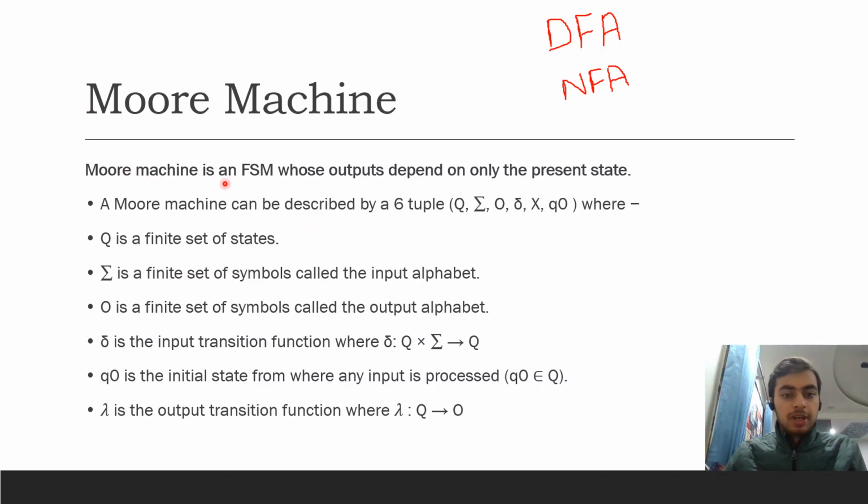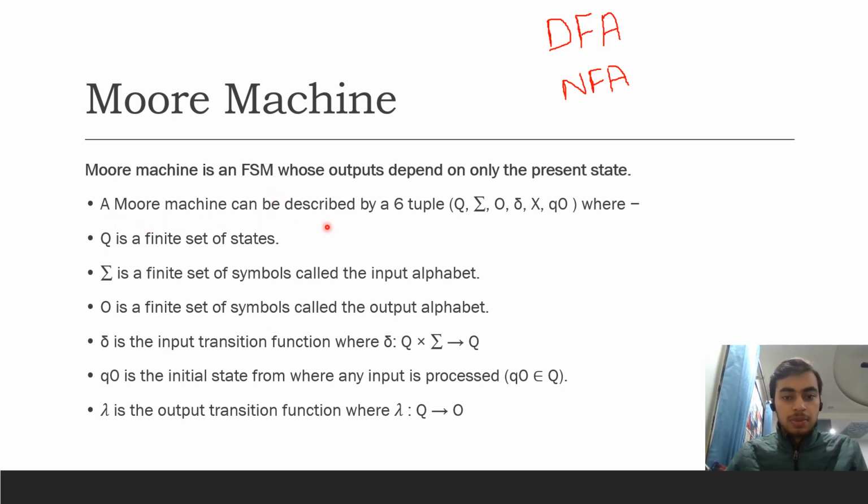A Moore machine is an FSM, that is a finite state machine, whose outputs depend only on the present state. As we know earlier, DFA and NFA automata are only used to check whether the machine accepts the string or not. But this Moore machine is a finite state machine which also has output.